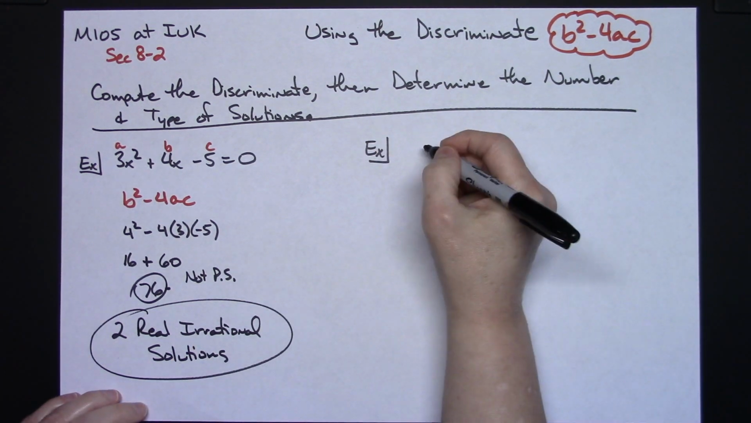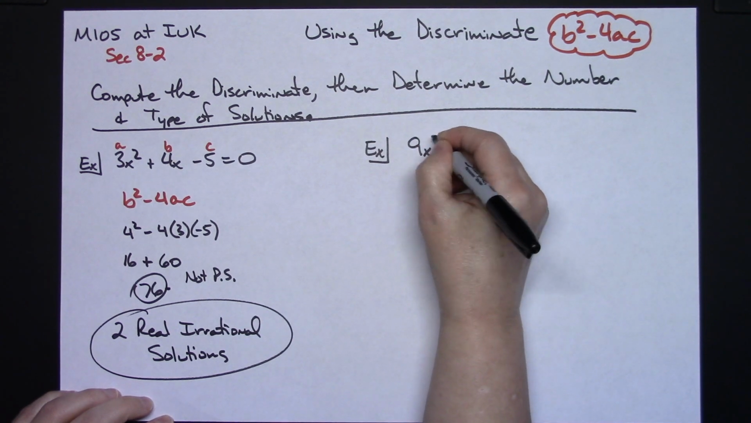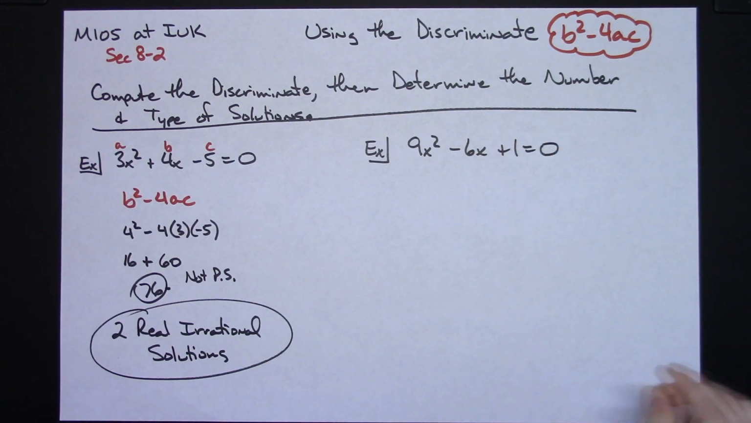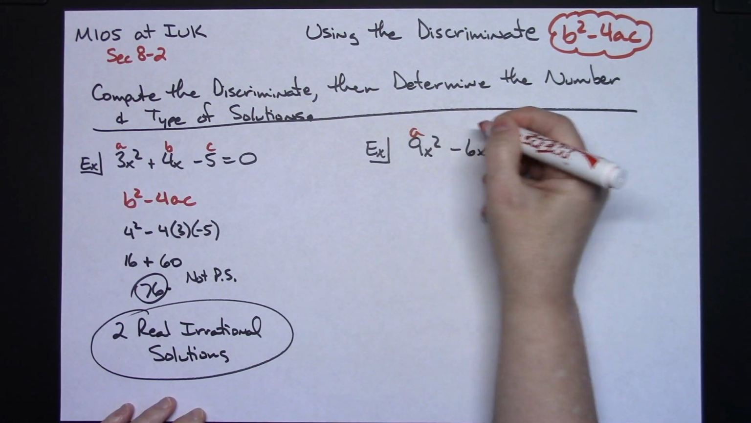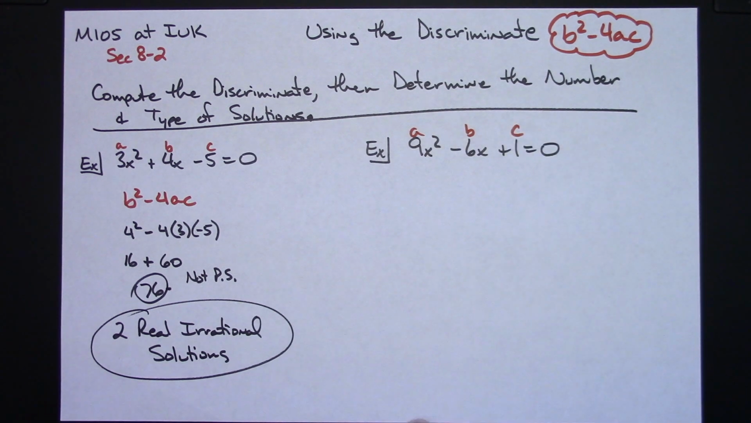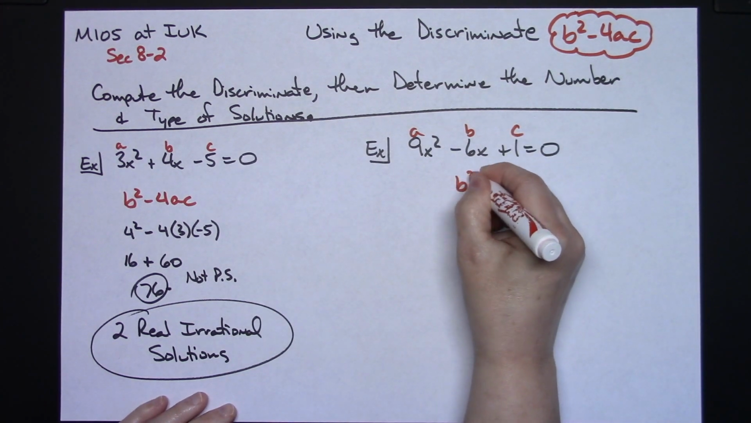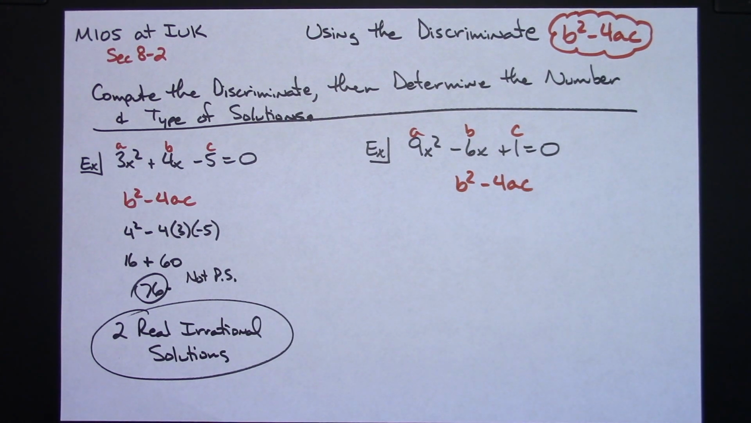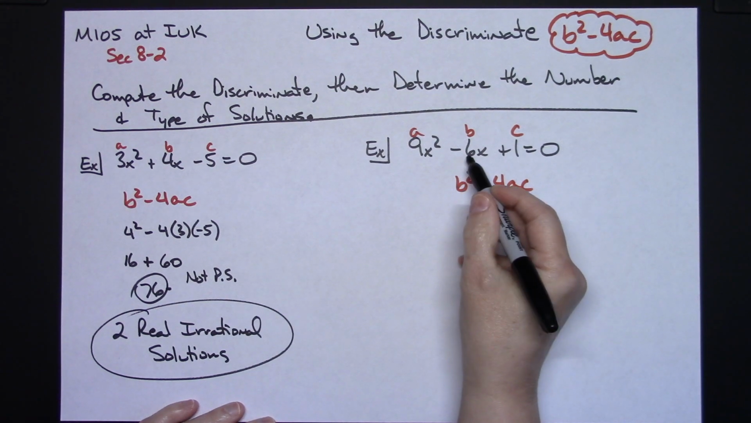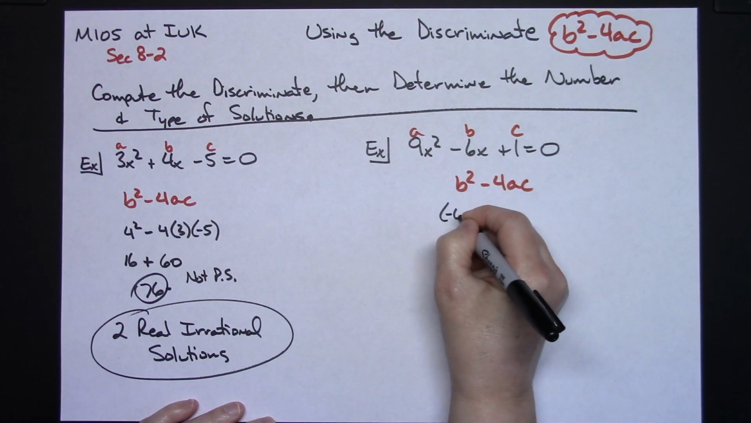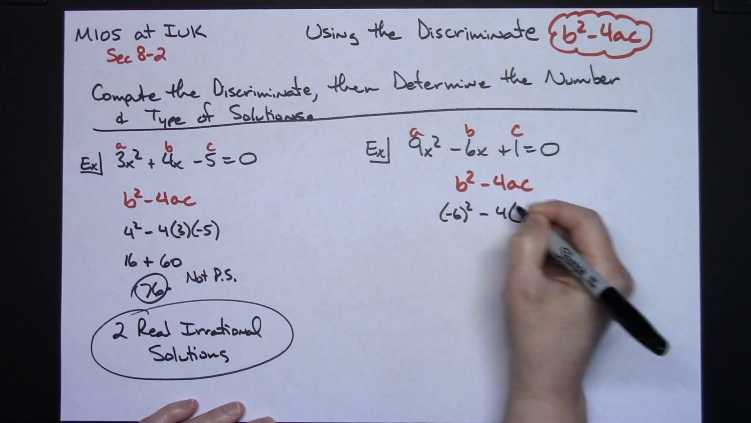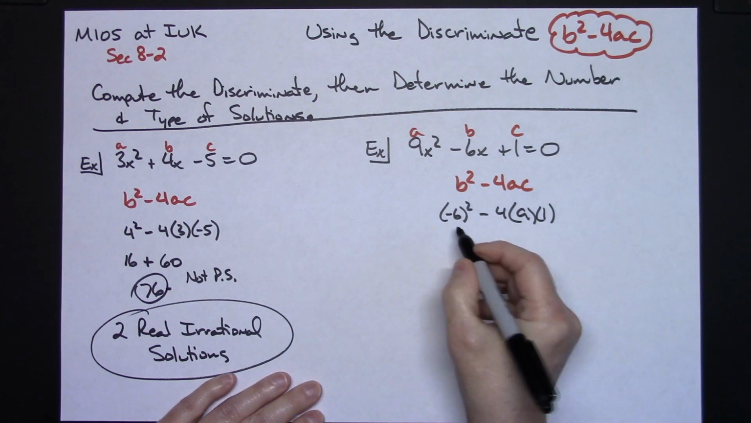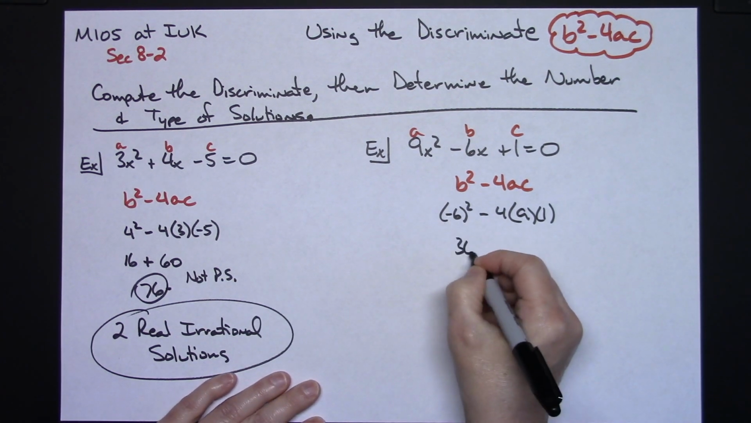So as a second example, 9x squared minus 6x plus 1 equals 0. Okay, so again, we know that 9 is A, our B is a negative 6, and our C is that 1. And the only thing that we're going to calculate is that discriminant, so b squared minus 4ac. I'm going to do that math there and then see what we can come up with. In this case, B is negative 6, so negative 6 squared, minus 4 times A is 9, and C is 1. So doing the math here, negative 6 squared is going to give me a 36.